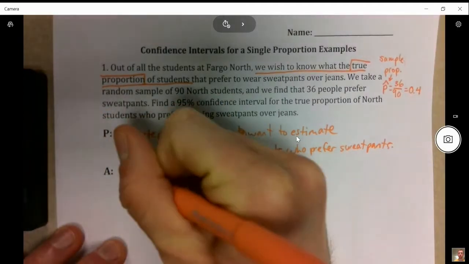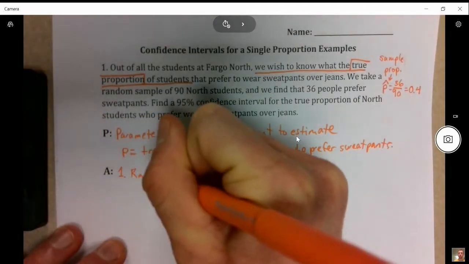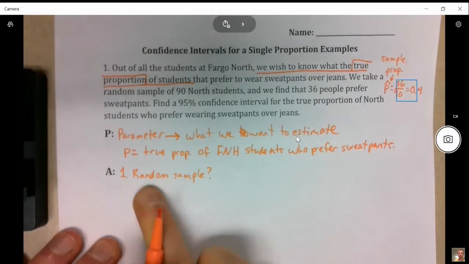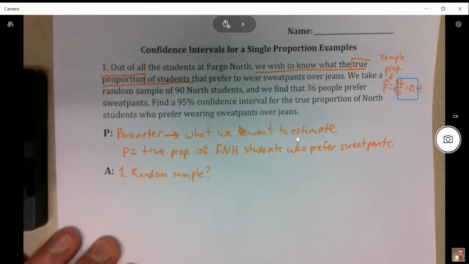Well, the first one, we want to know, do we have a random sample? Okay, that is always your first condition. We want to know, do we have a random sample?